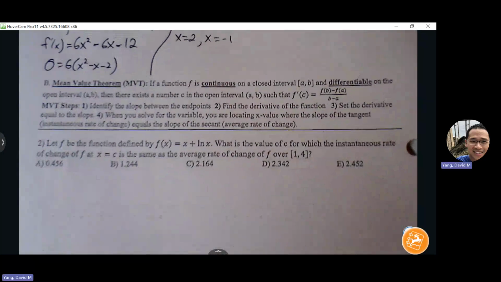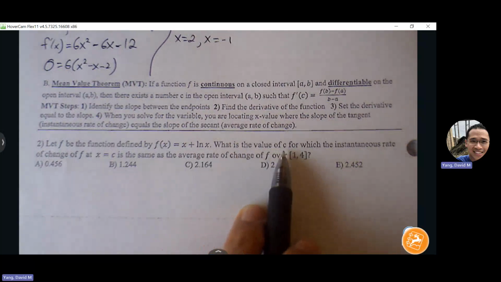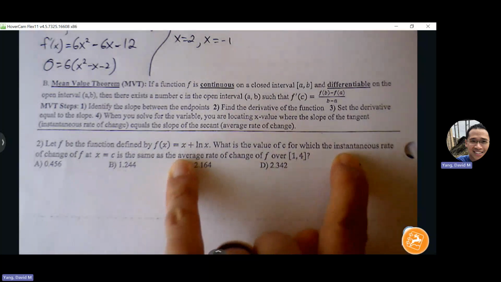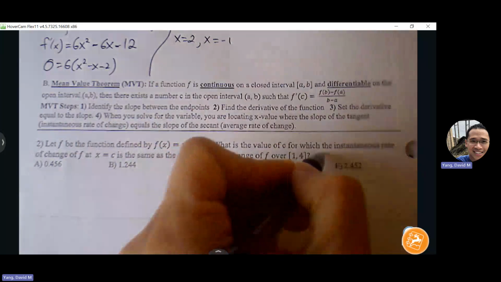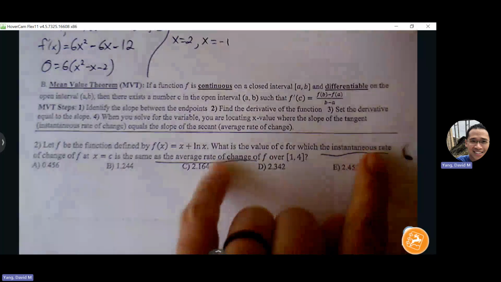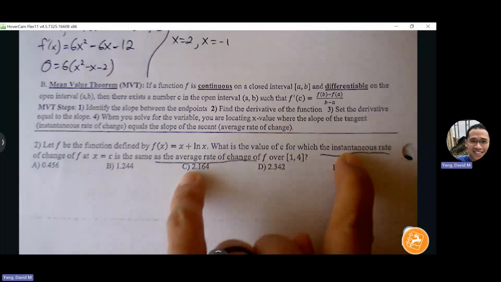Number 2, let the function be defined by x plus natural log of x. What is the value of c for which the instantaneous rate of change is the same as the average rate of change? This is also an indication of mean value theorem because instantaneous rate of change, that's f prime. Average rate of change, that's f of b minus f of a over b minus a. So without stating mean value theorem, they're describing it in a way where we're basically applying mean value theorem.